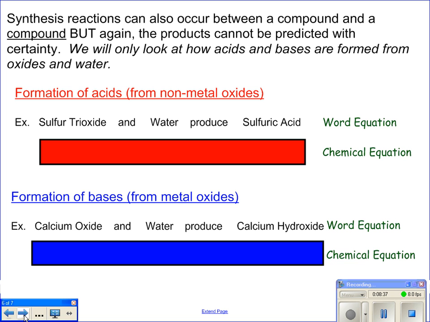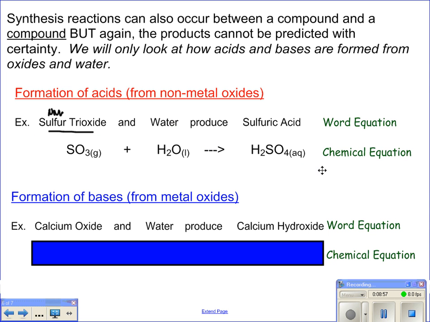So acids, as we said at the beginning, come from non-metal oxides reacting with water. So sulfur trioxide here would be classified as a non-metal oxide because sulfur is a non-metal. And water, of course, being H2O, we could create an equation for this. So we have sulfur trioxide and water. And as I mentioned at the beginning of the video, we're always going to make an acid. Acids always have H plus in them.